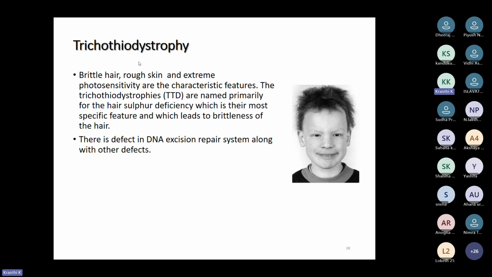Okay, then trichothiodystrophy, brittle hair. Tricho means it's hair only, right? Brittle hair, rough skin, extreme photosensitivity are the characteristic features. The trichothiodystrophies are named primarily for the hair sulfur deficiency, which is their most specific feature, which leads to brittleness of the hair. So there is a sulfur deficiency in the hair. So there is a deficit in the DNA excision repair system along with other defects.